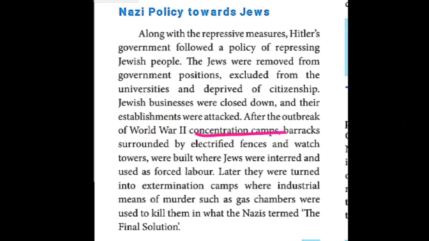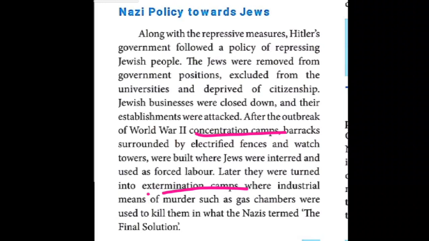Yes, concentration camps. After that, they were changed into extermination camps, where industrial means of murder took place, such as gas chambers. With the help of that, they killed the Jewish people.